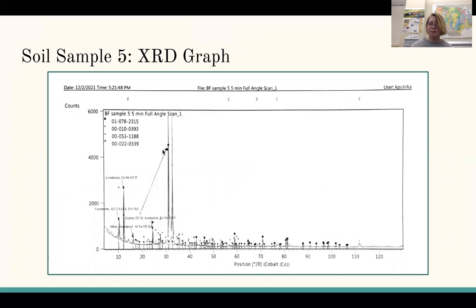And on this graph, both quartz and albite have significant peaks, which corresponds to sample 1's graph, as this is a deeper sample of that same soil. Kaninkite is once again present, showing the existence of phosphorus. Fluorescence, this is down here, is a mineral that once again I wasn't expecting, and it's of the mica group.